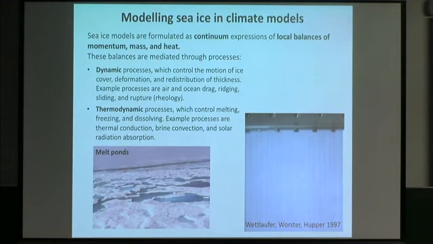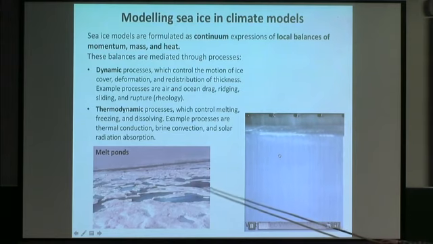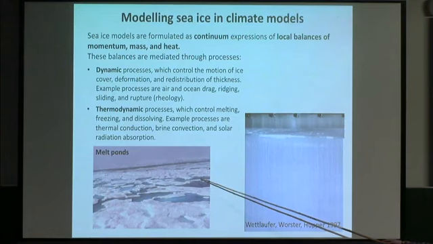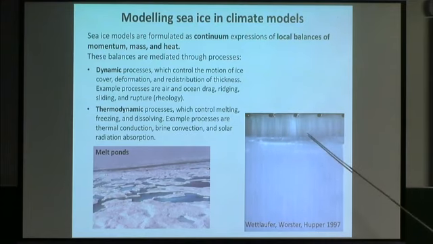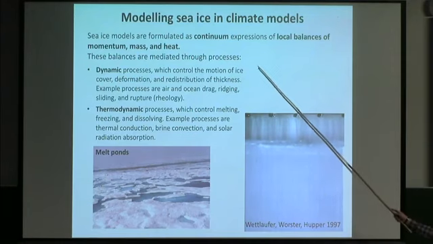But of course there are also a whole bunch of thermodynamic processes as well. An example of this are surface melt ponds, which have quite a significant impact on the albedo of the sea ice, and brine drainage. So there is as much or more activity in sea ice modelling on this sort of thing as there is on the rheology and momentum balance.